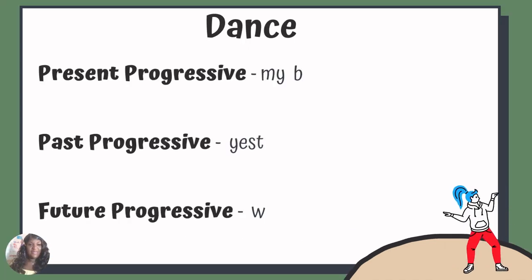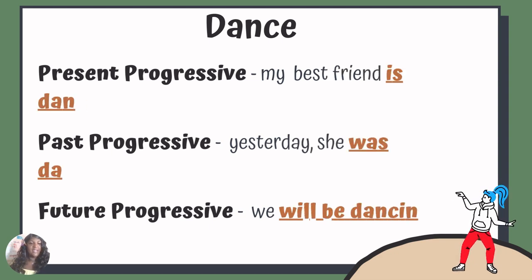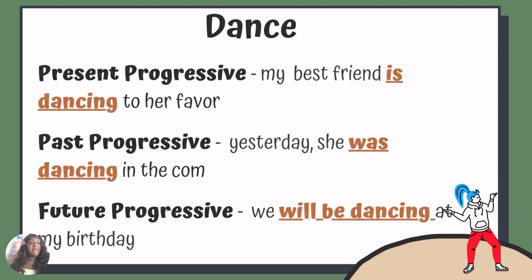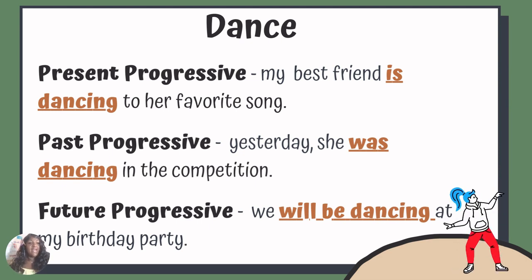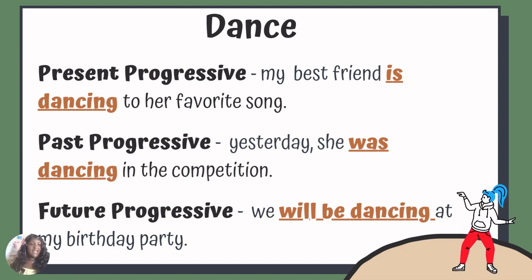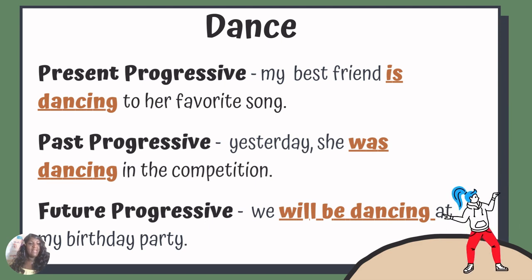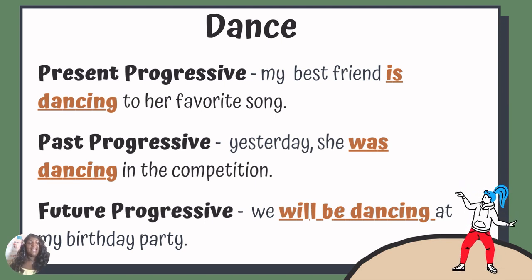Our next verb is dance. Present progressive, my best friend is dancing to her favorite song. Past progressive, yesterday she was dancing in the competition. Future progressive, we will be dancing at my birthday party.